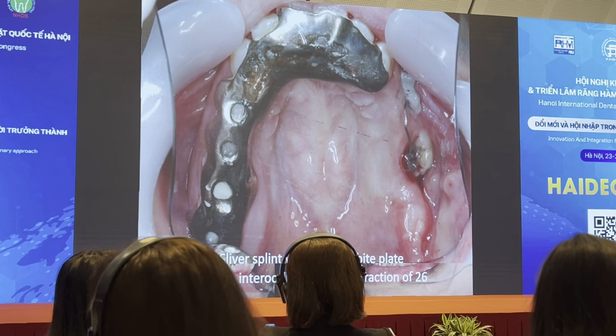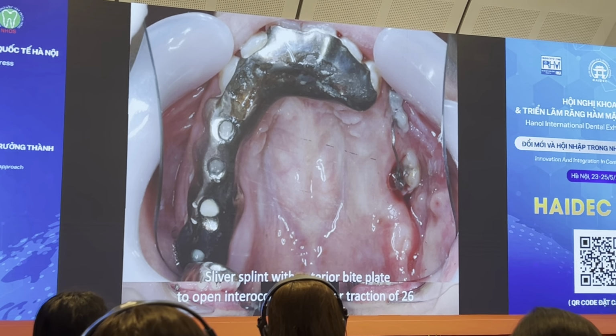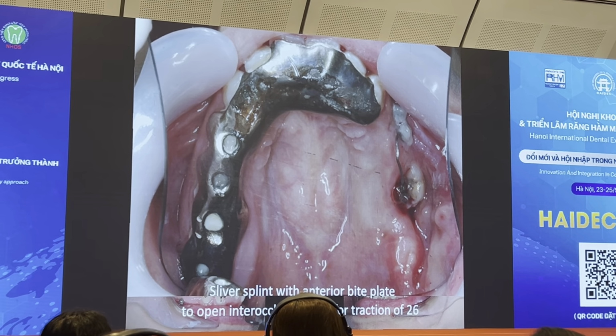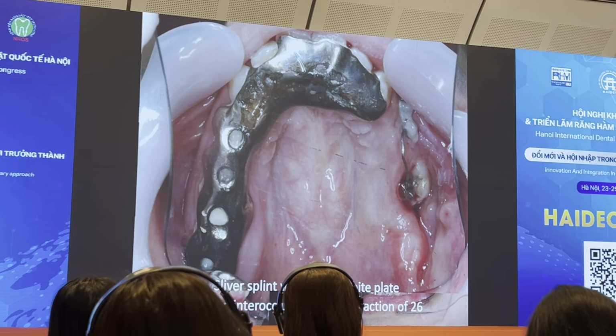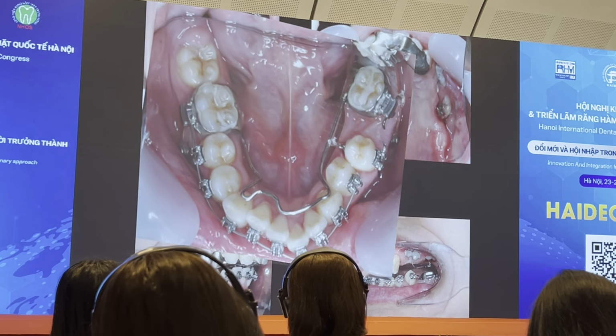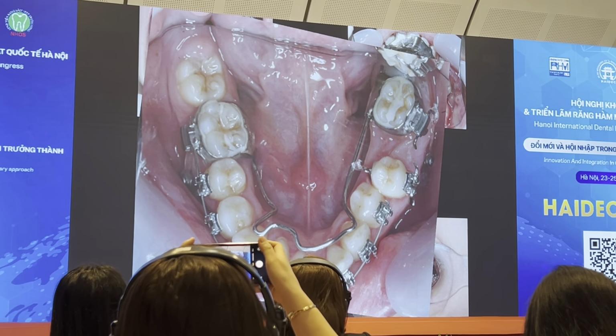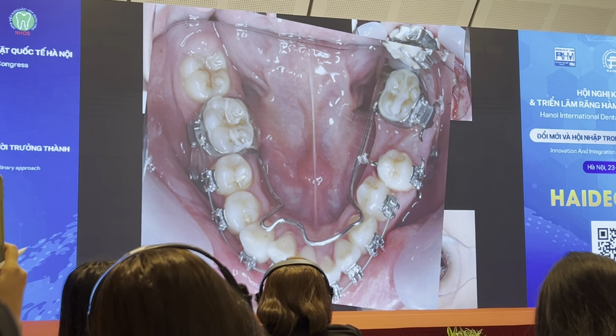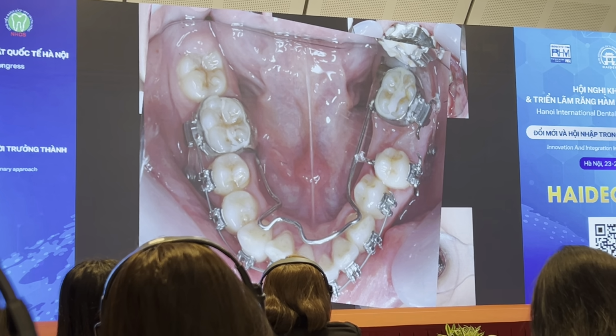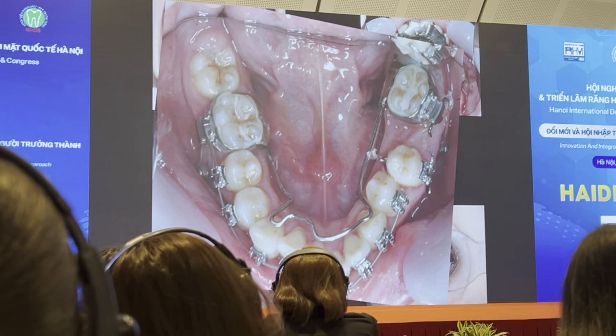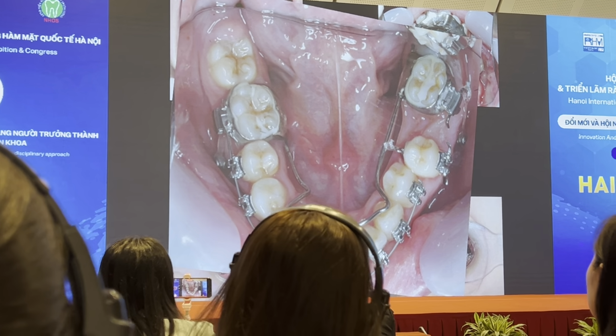In order to create interocclusal space for the eruption of 2.6, a silver splint with anterior bite plates was cemented on the upper arch. On the lower arch, a passive lingual arch was cemented to fix the arch width, and the lower teeth were bonded for alignment with light wires.